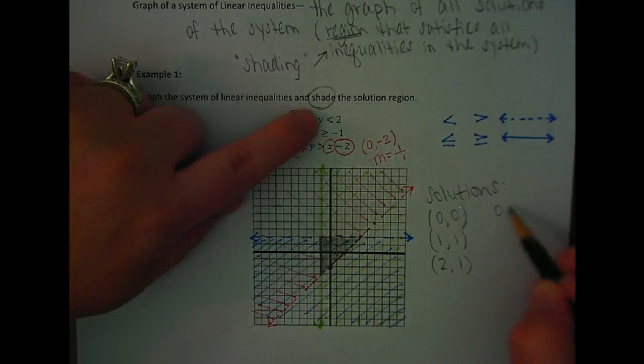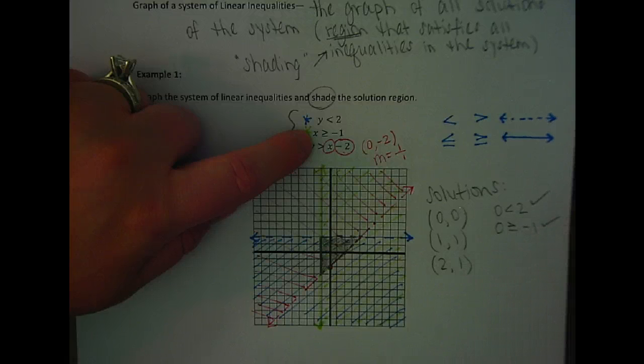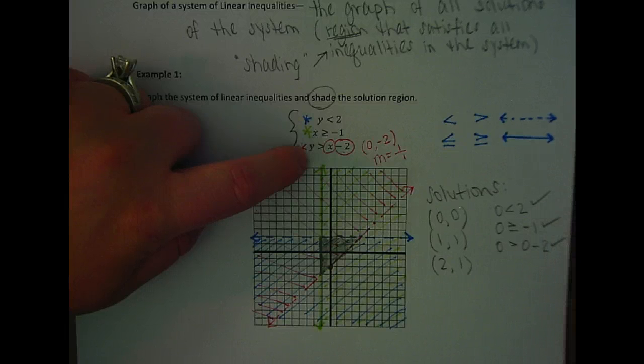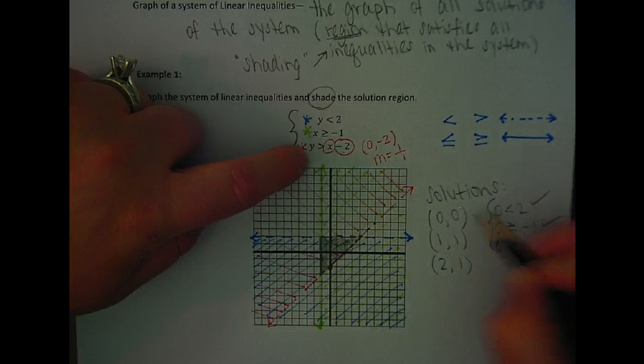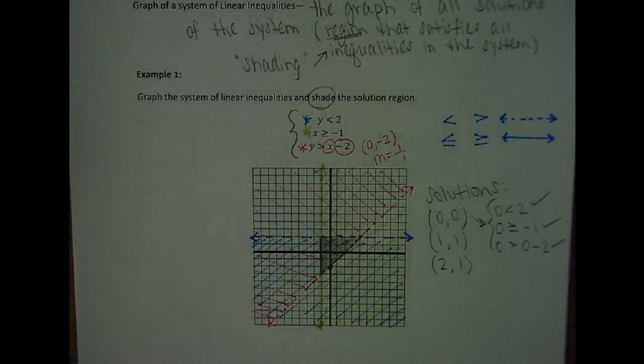Is 0 less than 2? Yes. Is 0 greater than or equal to -1? Yes. Is 0 greater than 0 minus 2? Well, 0 is greater than -2, so absolutely. This proves that this is a solution. You could do the same with (1, 1) and (2, 1) to prove it to yourself.